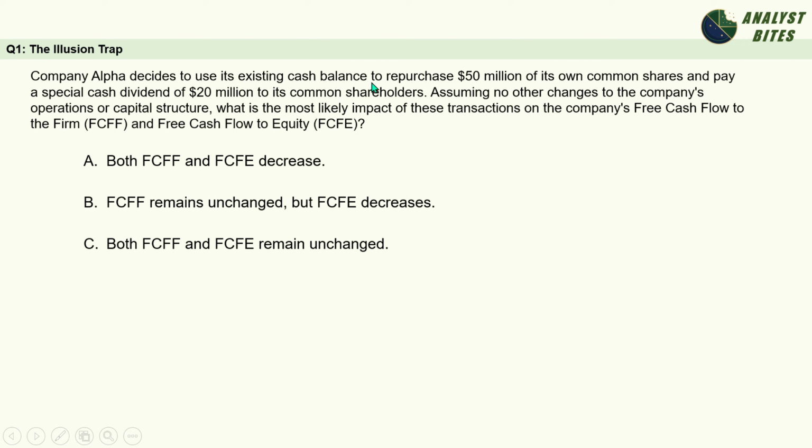Question 1. Alpha Company decides to use its cash on hand to buy back 50 million in common stock and pay a 20 million special dividend to common shareholders. What is the impact on FCFF and FCFE?